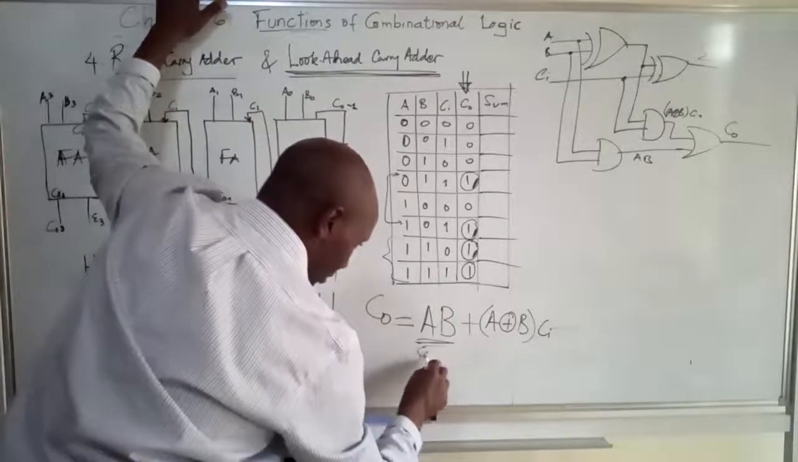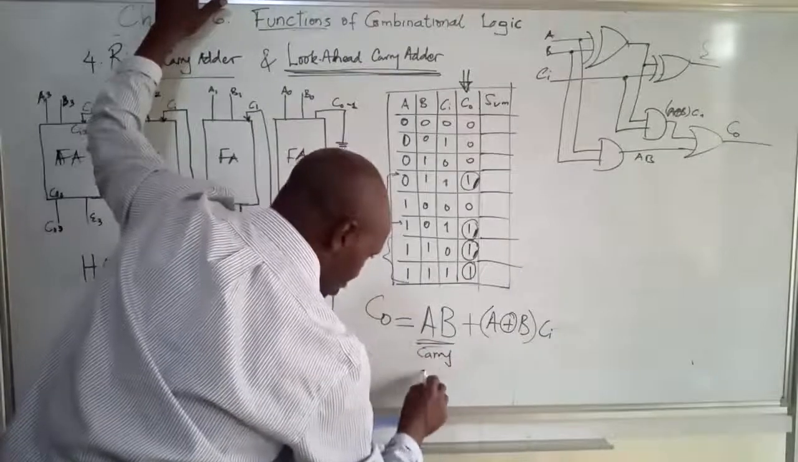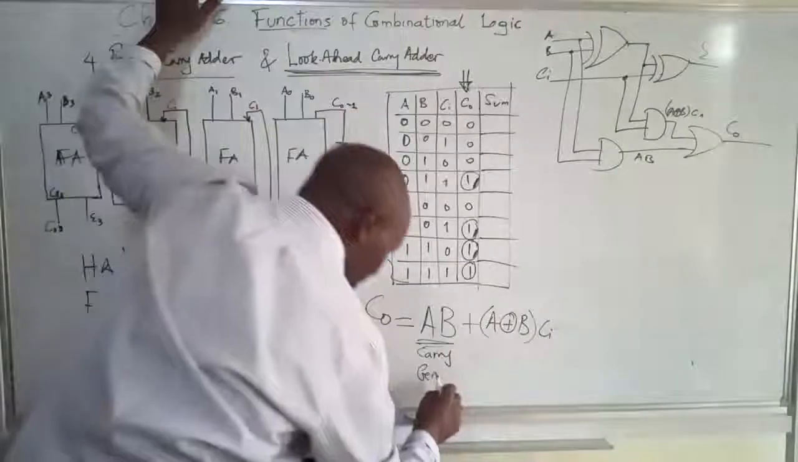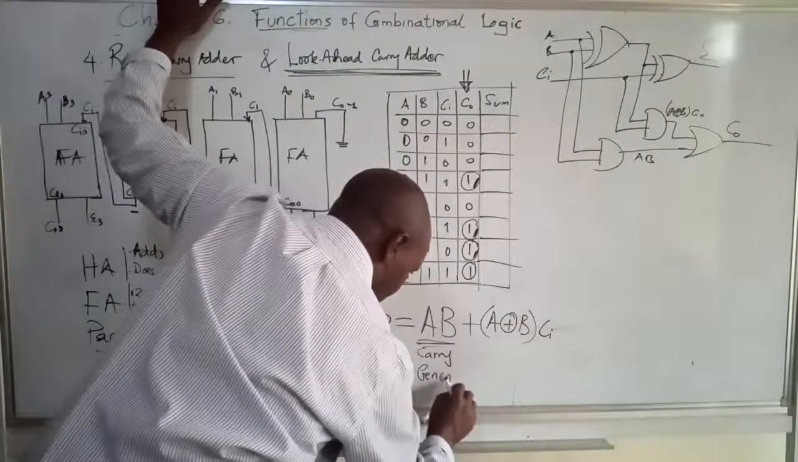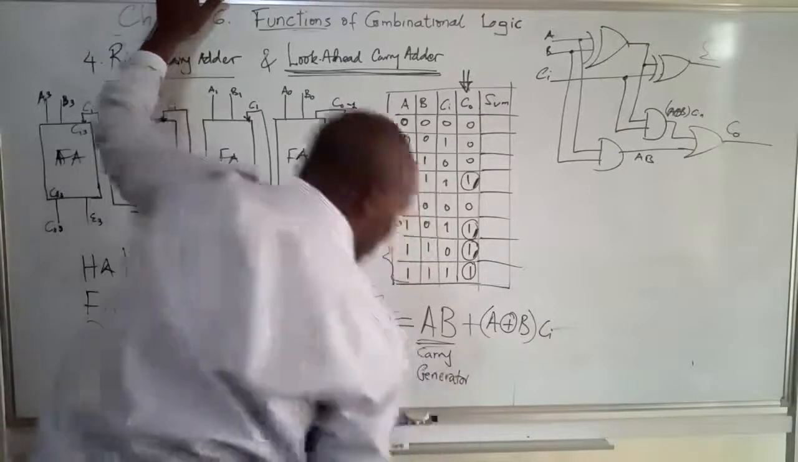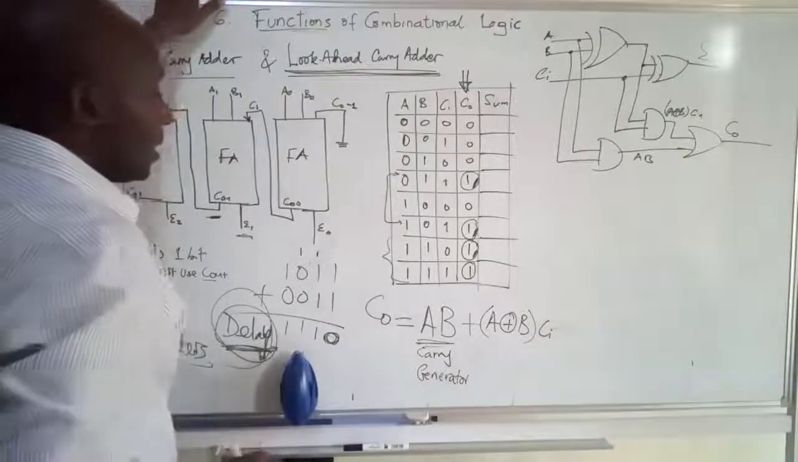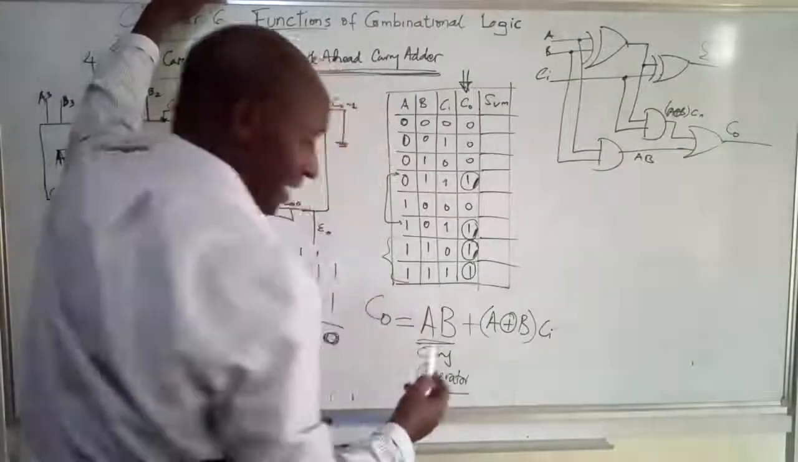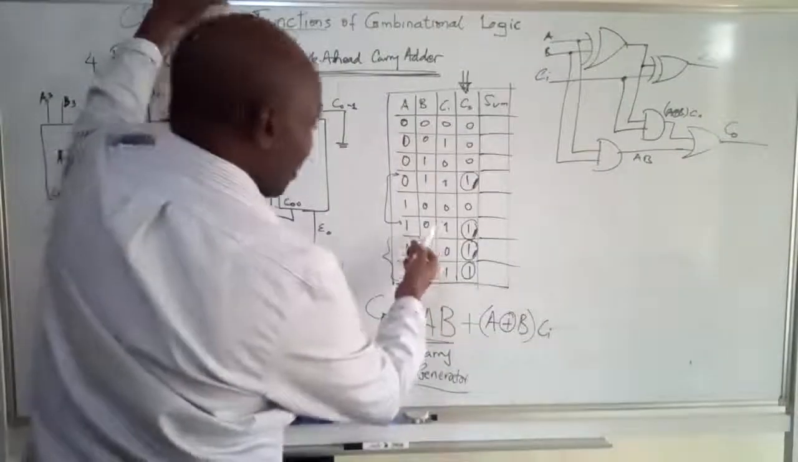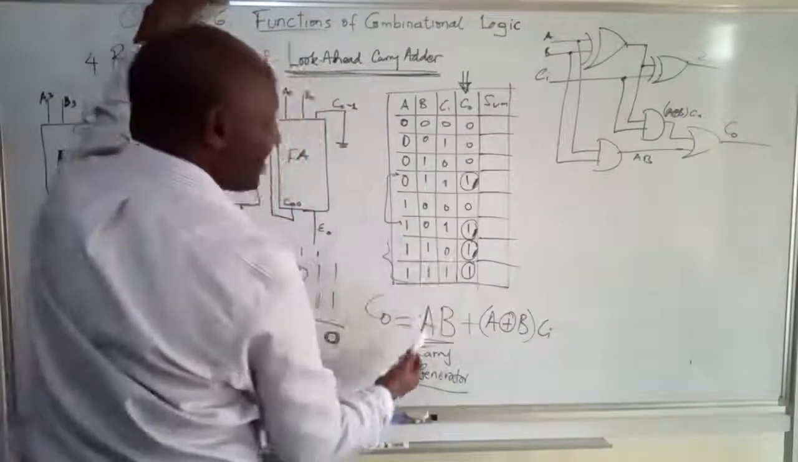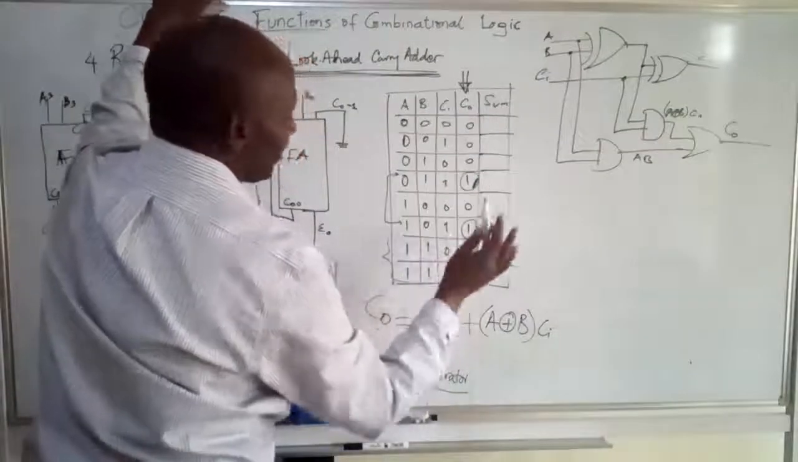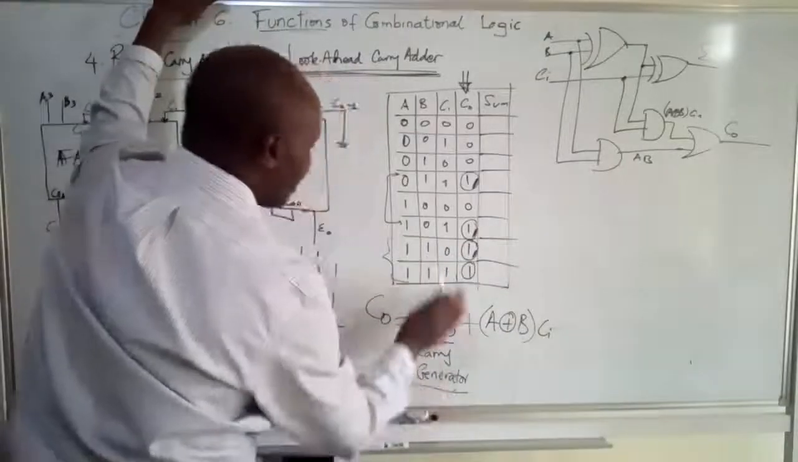This is the carry, we call it carry generator. Why is it called carry generator? Because when A and B are both 1, they generate a carry. We don't need C in there. When A and B are 1s, we generate a carry.